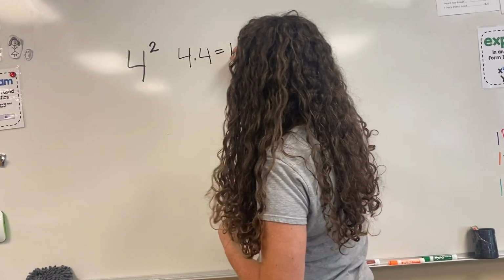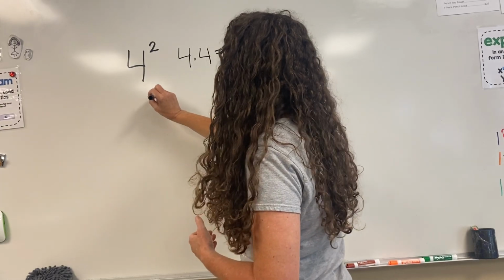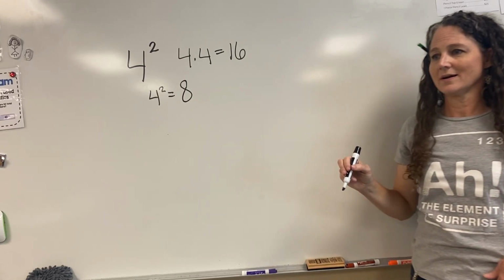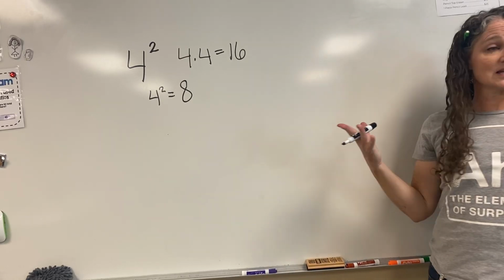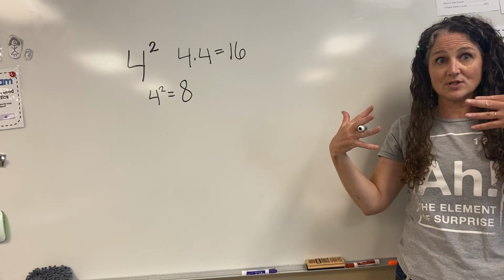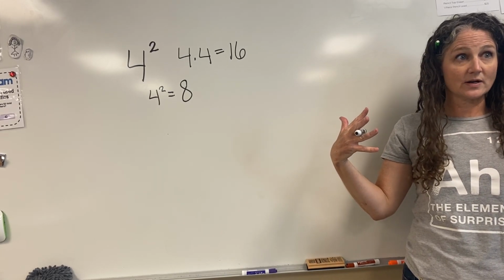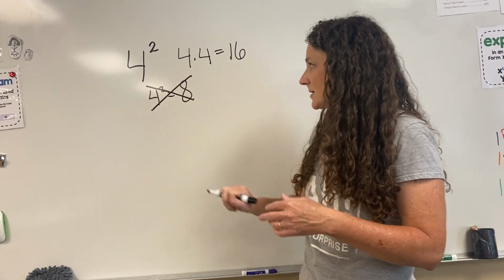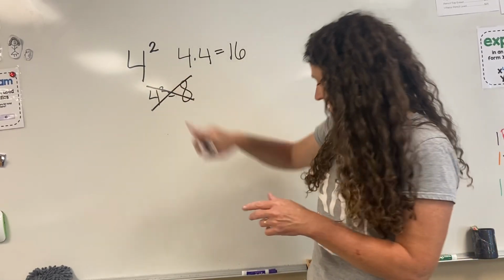16. Be careful. I have a lot of kids who will tell me that 4 squared equals 8. What are they doing here? Well, they see the 4 and they see the 2. They know we're multiplying. 4 times 2 is 8. Is 4 squared 8? No. Squaring is not multiplying by the number. It's multiplying by itself twice.